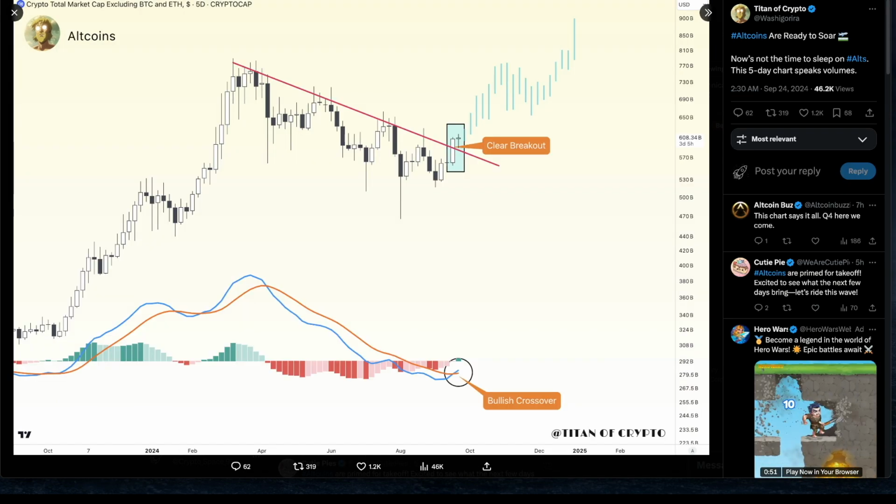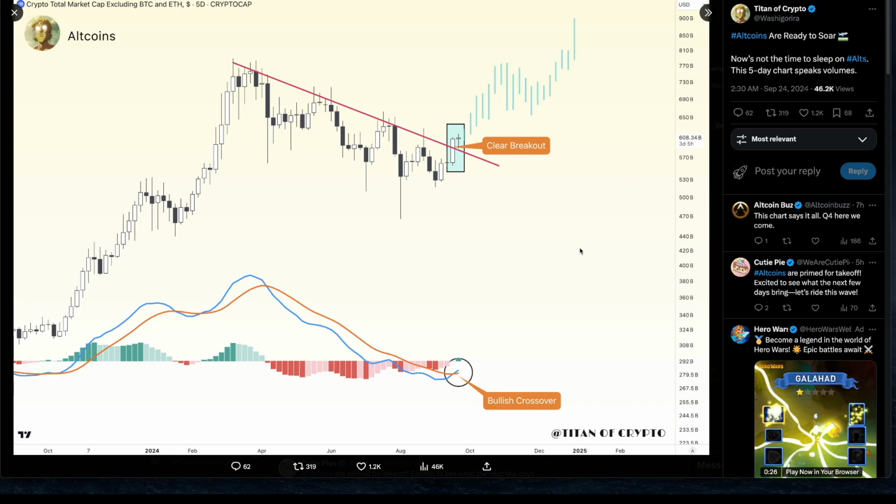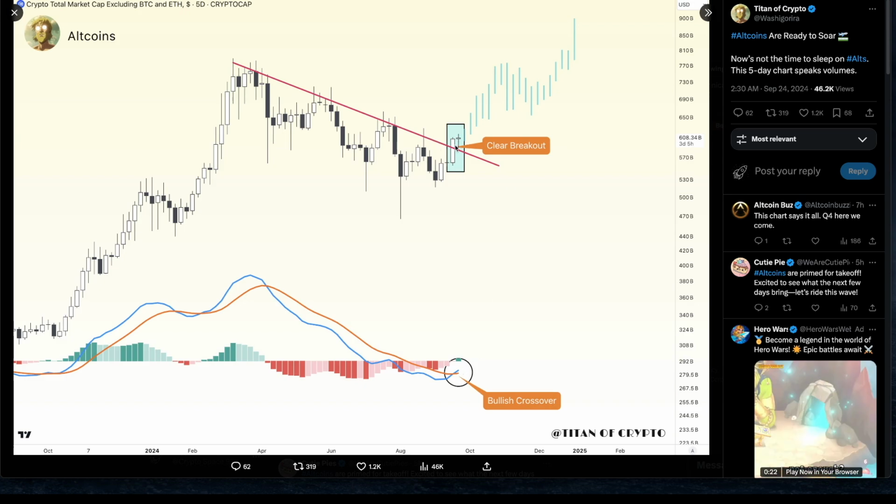Now we've got altcoins, that is everything excluding Bitcoin and Ethereum, on a 5-daily chart. So on the 5-daily chart we had this downtrend broken, that's great, and Mr. Titan is pointing out that now is not the time to sleep on alts, and this 5-day chart speaks volumes. So MACD, we've got a bullish crossover and we've got a break outside of this trend, guys, okay? So this is very clear to me at least.